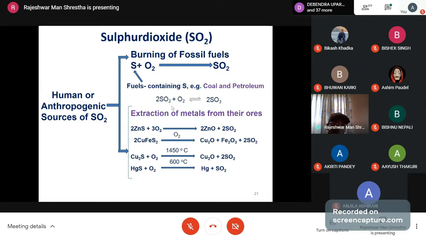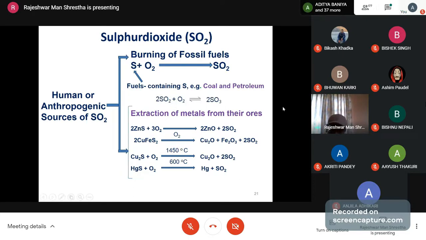And next are the human or anthropogenic sources of SO2 gas. Now, when we burn fossil fuel in vehicles, automobiles, and industry, the fossil fuel may contain sulfur. And when we burn fossil fuel, the sulfur present in the fossil fuel will change into SO2 gas by oxidation. Fossil fuel containing sulfur, for example, petrol and petroleum.